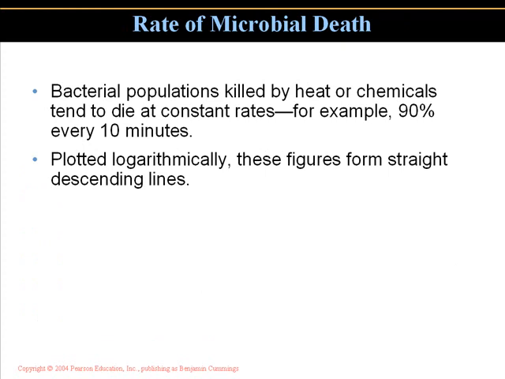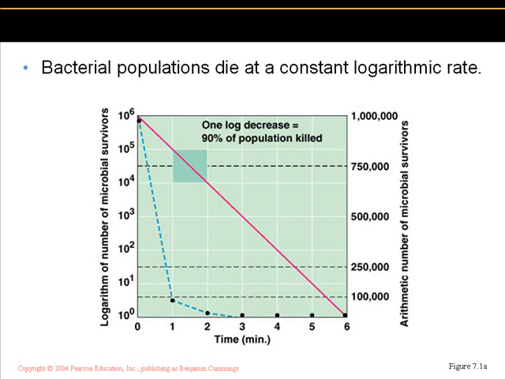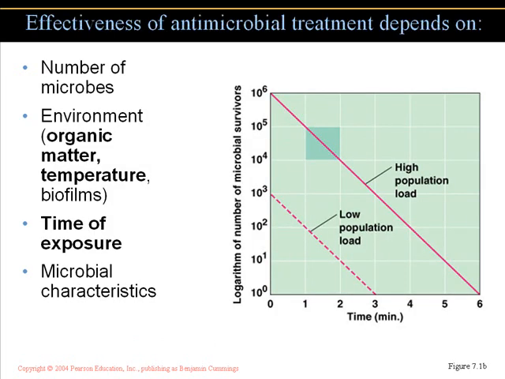An example: 90% every 10 minutes are numbers that can be plotted logarithmically to figure out a descending line, typically plotted on a graph, that illustrates the killing rate of particular types of substances that are used. Again, this is an example, an illustration taken out of your book, demonstrating bacterial populations that die at a constant logarithmic rate depending on the type of substance, bactericidal, heat, extreme cold, whatever the procedure is using. You see a logarithmic drop or decrease in the population killed.